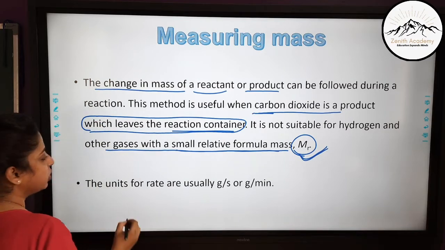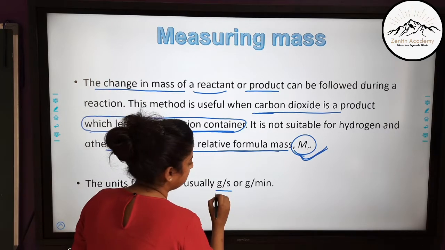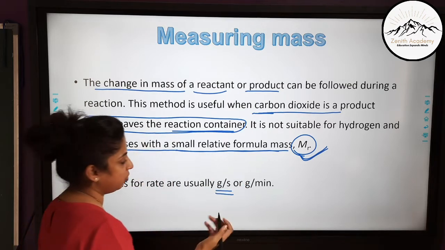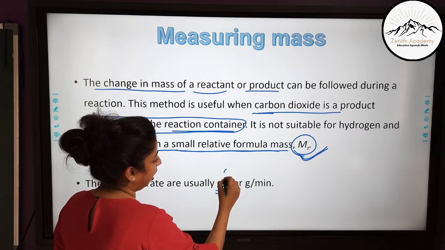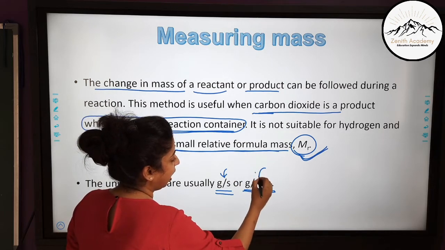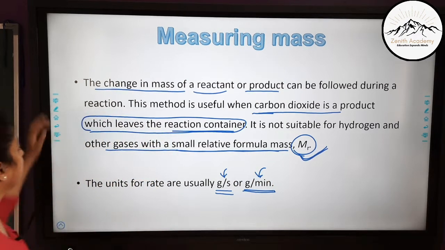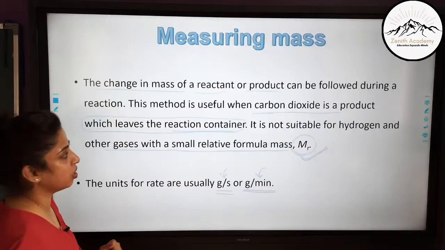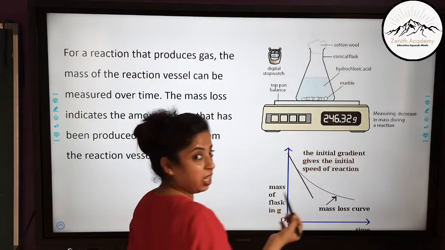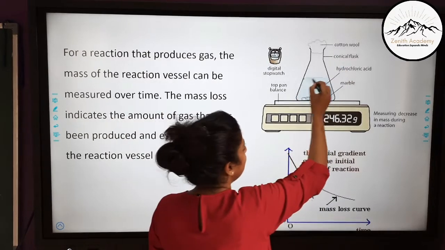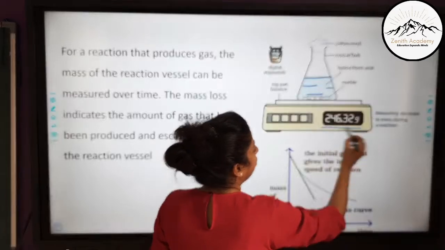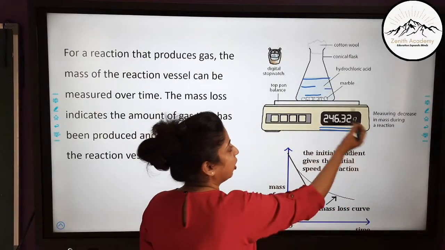Now the units for rate are usually grams per second. So when you are considering mass of the reactant that is leaving the reaction mixture, then it has to be gram per second, and if you are calculating rates per minute, it can be gram per minute. So let us see how this is done. Now here we have kept the conical flask in which the reaction is happening. Inside it there is this reaction mixture. Now we have kept it over a digital balance so that we can record the mass.